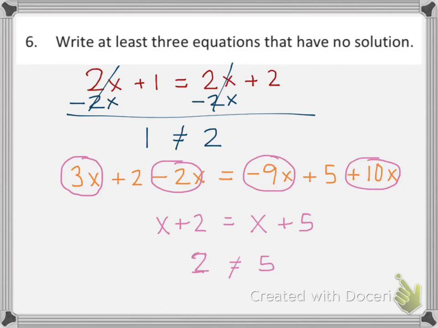Right? We could go on and do this forever. Let's make a nice simple one. X minus 5 equals x plus 7. There's my third one. Negative 5 does not equal 7, so I know it's a no solution.